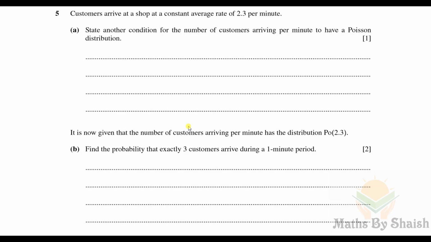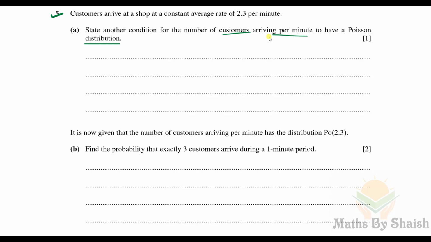Here we are going to solve the last three questions from October-November 2020, 9709/62, that is Probability and Statistics 2. And here is question number 5. Customers arrive at a shop at a constant rate of 2.3 per minute. State another condition for the number of customers arriving per minute to have a Poisson distribution.